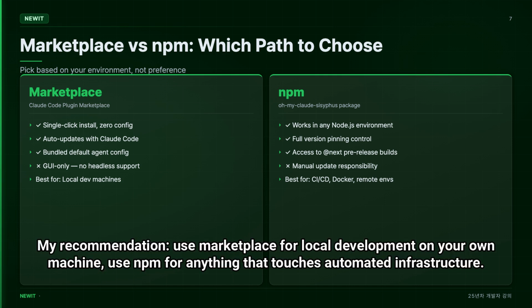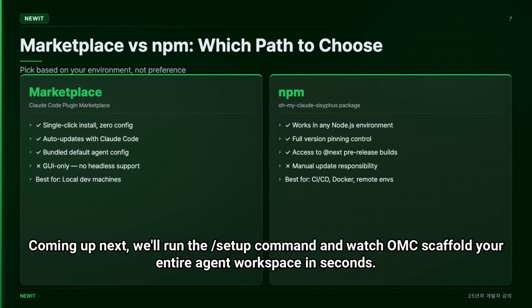My recommendation: use Marketplace for local development on your own machine. Use NPM for anything that touches automated infrastructure. Coming up next, we'll run the setup command and watch OMC scaffold your entire agent workspace in seconds.